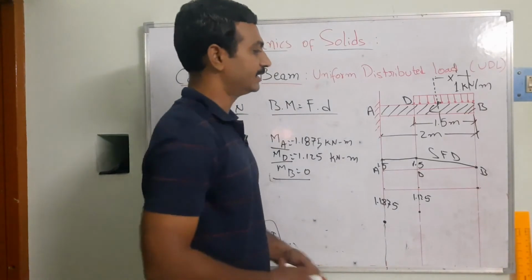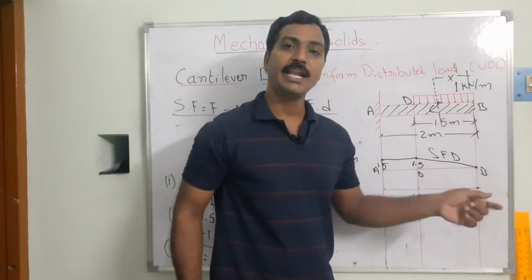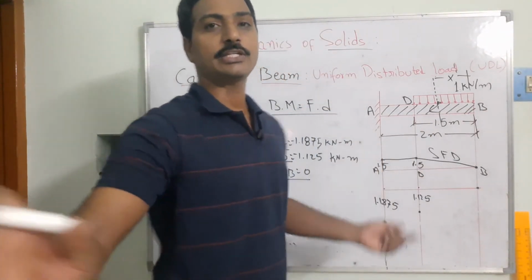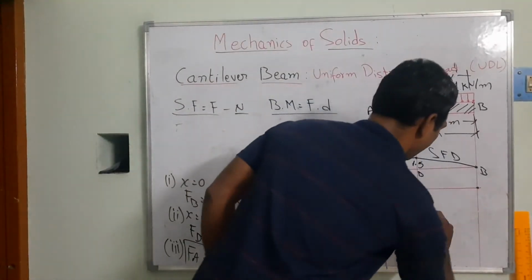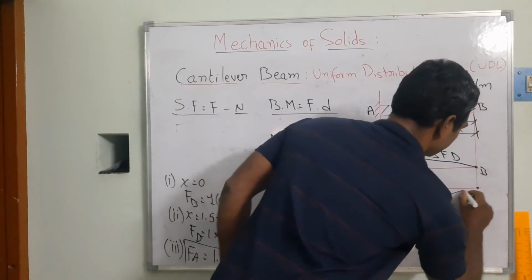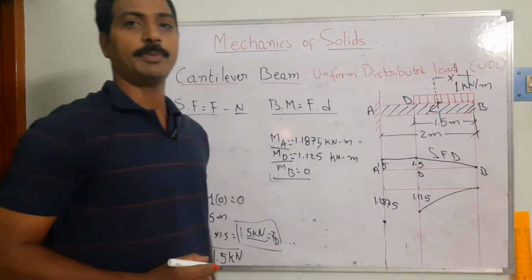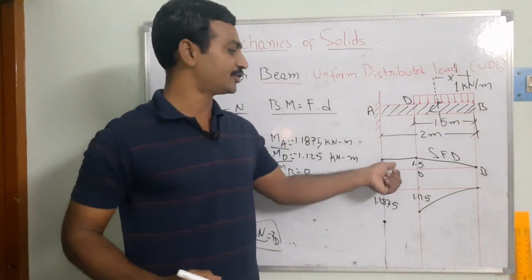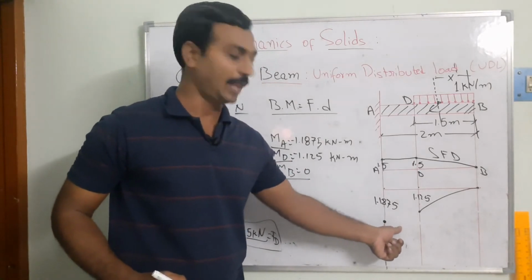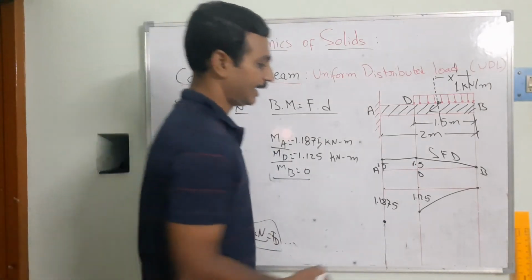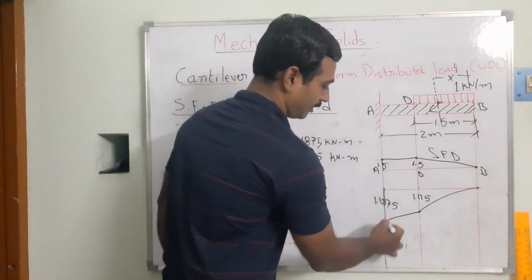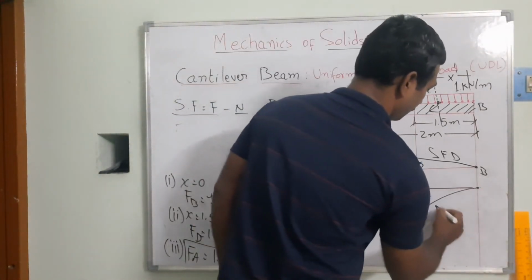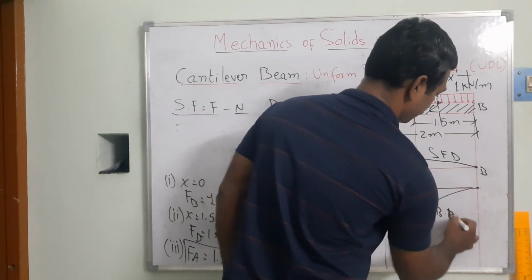Can you see here between D and B the line is going to be an inclined one? So now we are going to get a parabolic curve, but here the line is constant. So the order of the line here is going to be an inclined one, right? So this is your bending moment diagram.